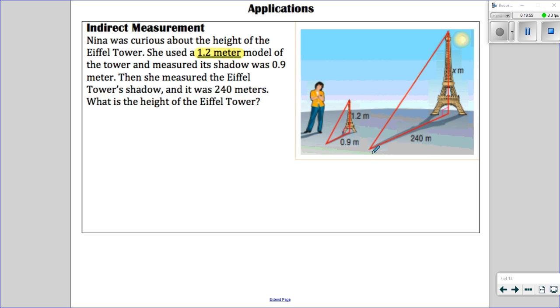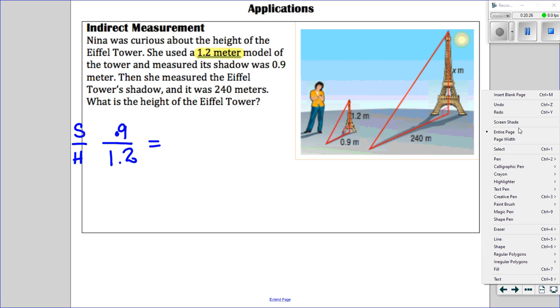So we're trying to see, because this smaller model has to be in proportion with the real thing. So we're going to set up the proportion. So we're going to have 0.9 over 1.2. So I'm going to put it shadow over height. So S over H, shadow over height. And it's 0.9 over 1.2.